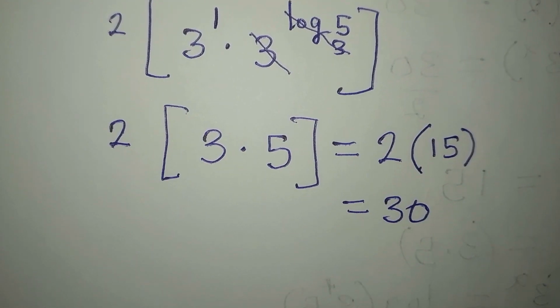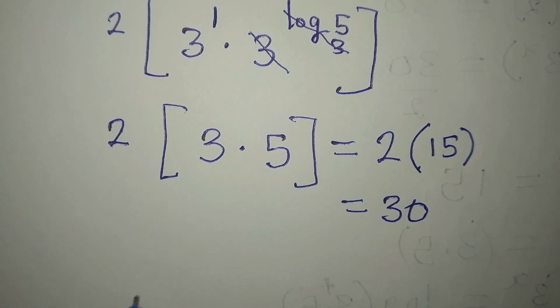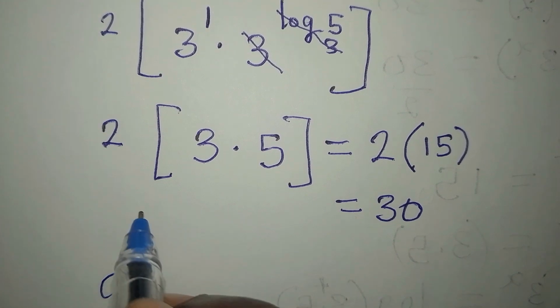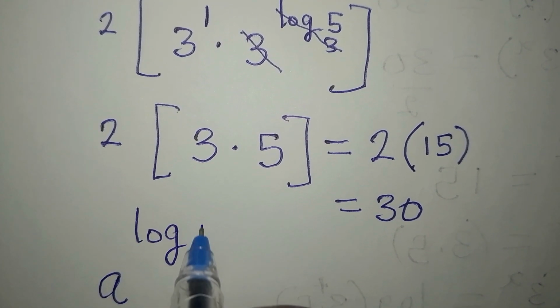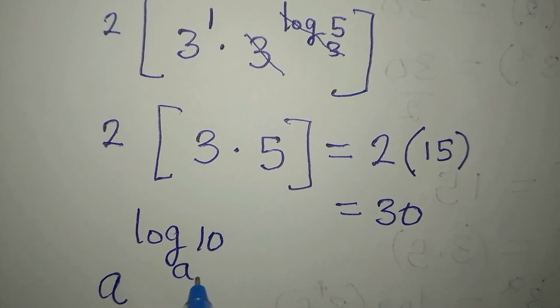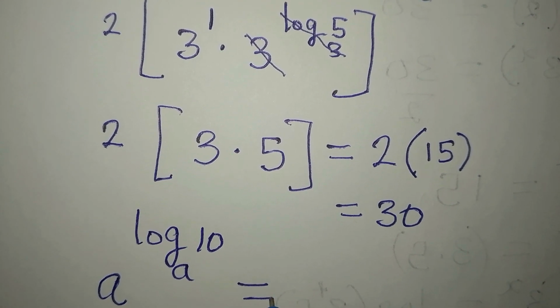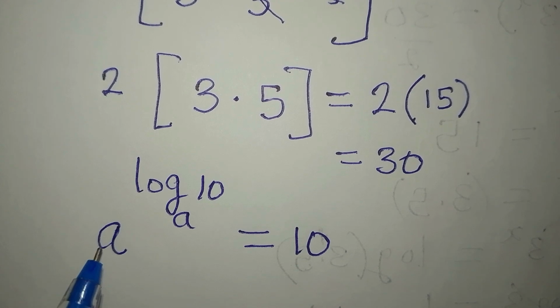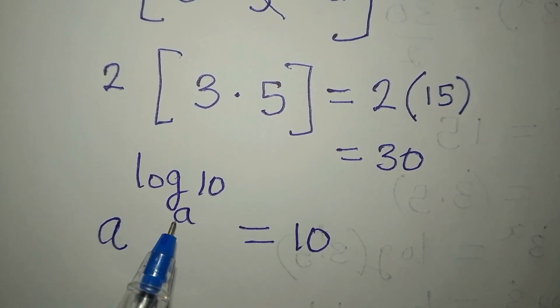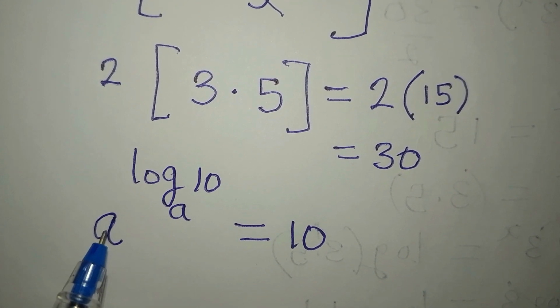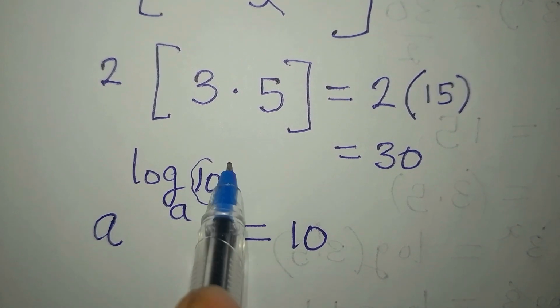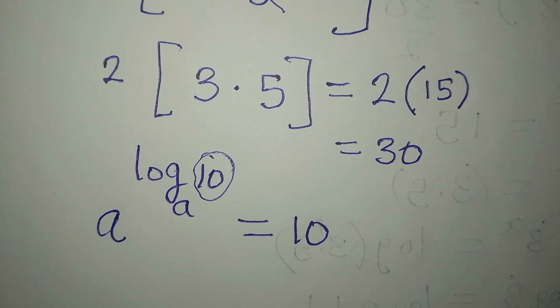But then I want to emphasize something very quickly. Look at this again. If you have a to the power of log 10 to base a, this is equal to 10, right? A to the power of log 10 to base a. This a and this a cancel out, so we will now have 10 here as the result. So this is what happened over there.